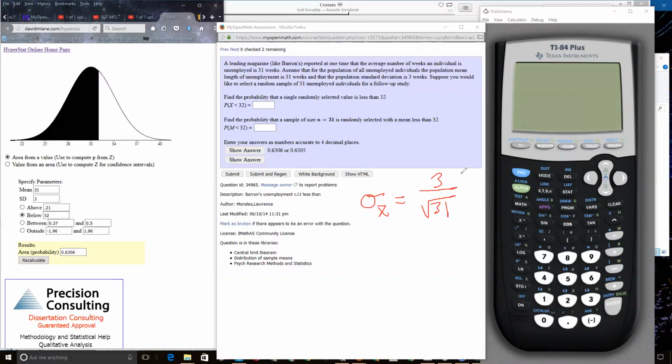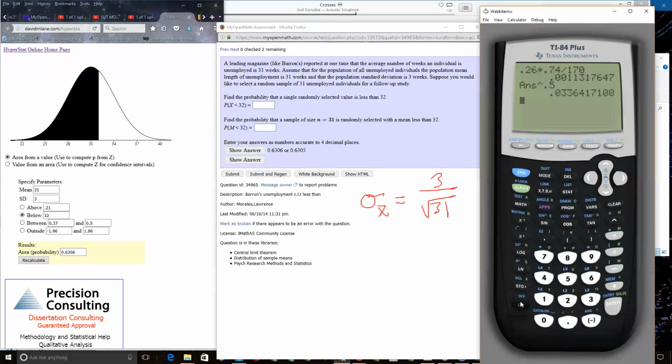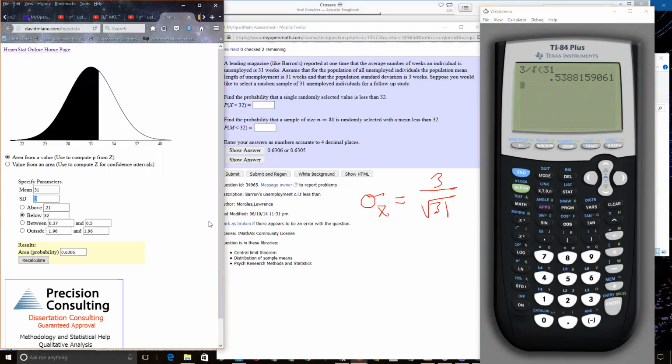And if I do this, let me do it on my calculator here on the screen. So 3 divided by the square root of 31 is 0.53882. So I'm going to come over here for the standard deviation. Same mean, because the mean of all those sample means equals the population mean, 31. I'm going to have to round that to 0.54, I think. Shouldn't matter. And then it's below 32 here, and I'm getting that.